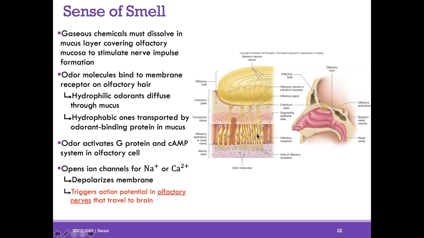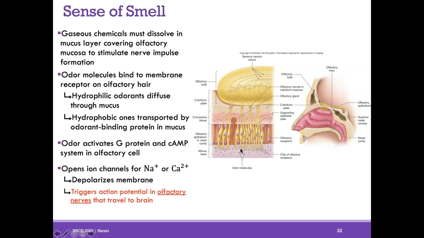So let's take this cell over here. Here's an odor molecule. This one was hydrophilic, so it diffused through the mucus, and it just happened to interact with this receptor over here. This was one receptor that picks up the smell of vanilla. So this is a vanilla molecule. This is a vanilla odor olfactory receptor. So vanilla is a hydrophilic molecule.